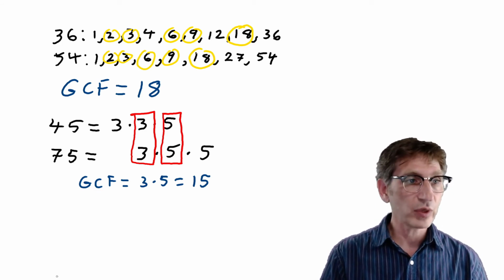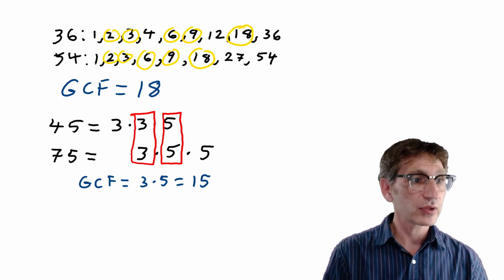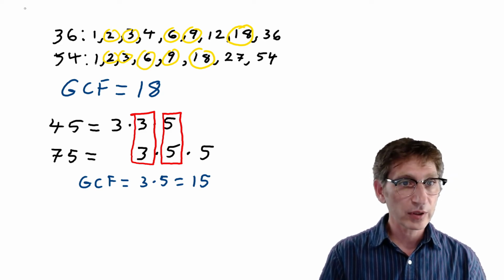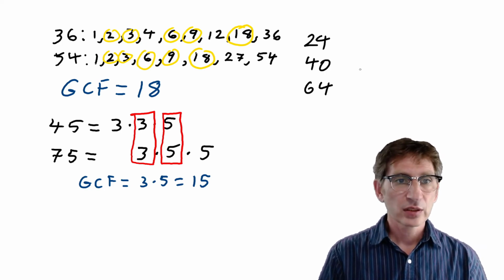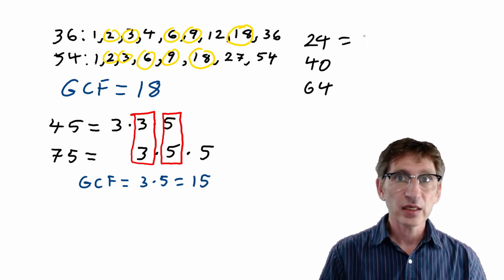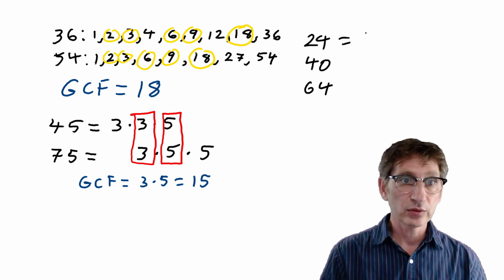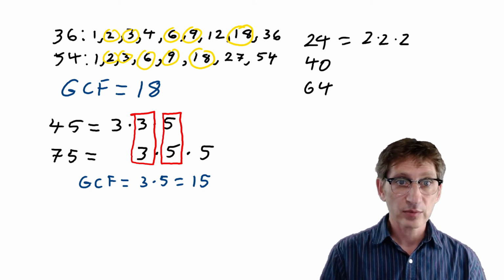This even works when you have more than two numbers. We can try this with 24, 40, and 64. 24 is 3 times 8. 8 is 2 times 2 times 2. So 24 is 2 times 2 times 2 times 3.